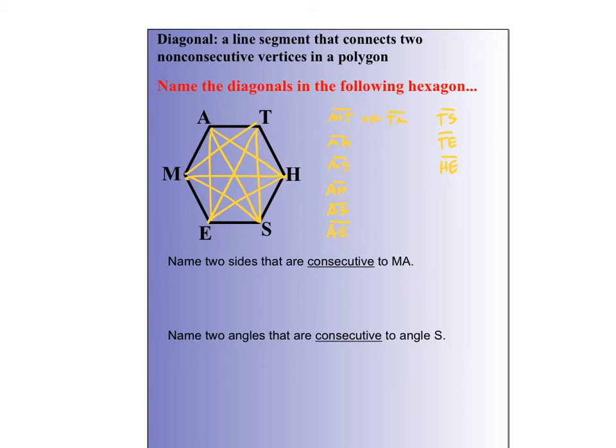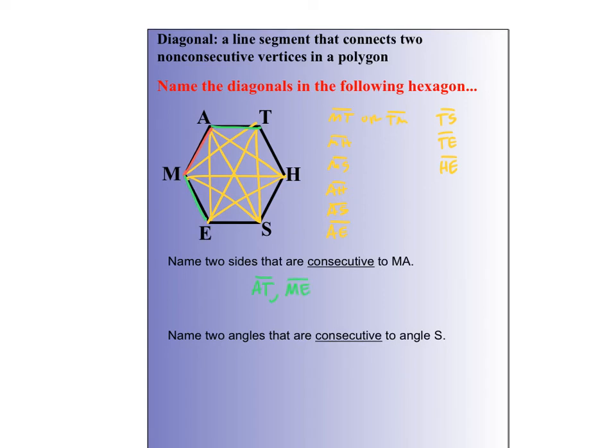Let's name two sides now that are consecutive to MA. So here's side MA. Sides that are consecutive are those next to it. So I could look at the side next to it here, AT, and the side next to it, ME. So consecutive sides are sides next to some object, so AT and ME.